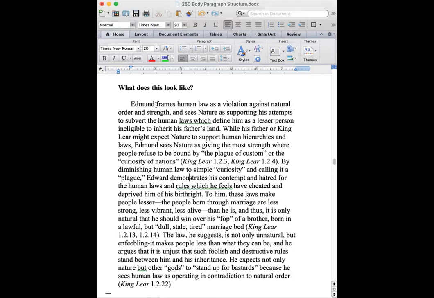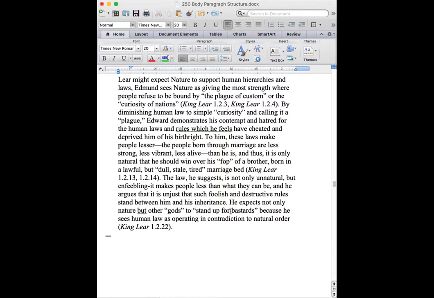So Edmund frames human law as a violation against natural order and strength. And at the end, he sees human law as operating in contradiction to natural order. It's the same claim, right? But by this point, it's built in quite a lot of evidence to support that claim. This whole paragraph, though it seems to go in all kinds of directions, is actually all supporting that one point with, at this point, quite a bit of evidence.